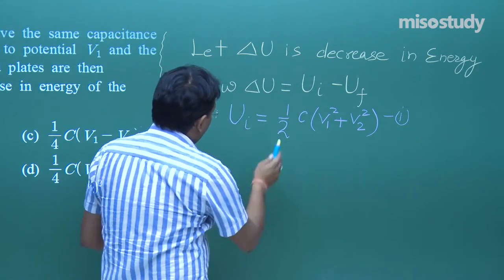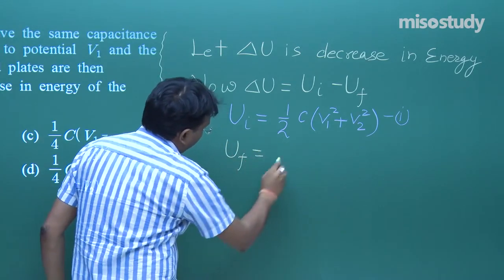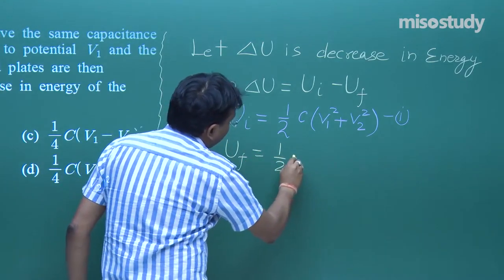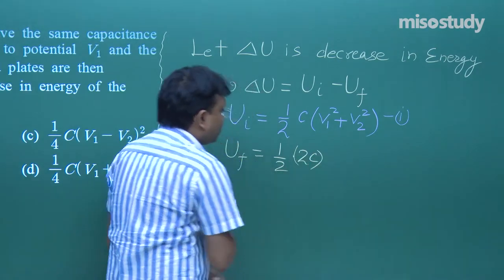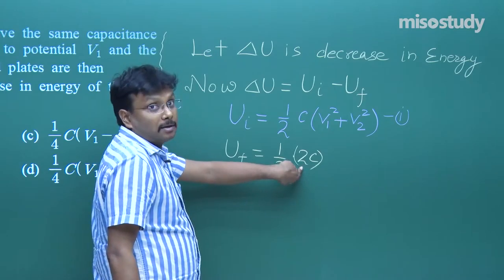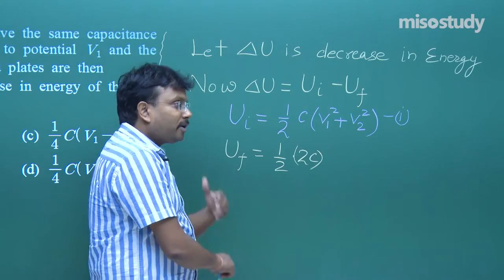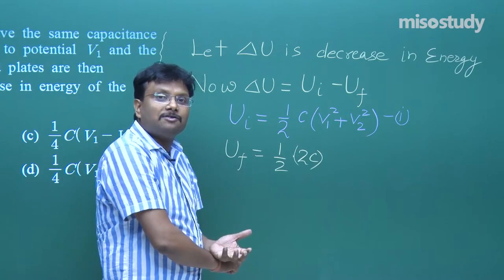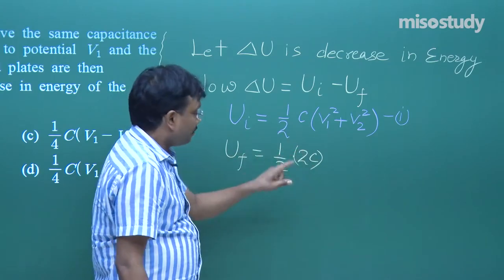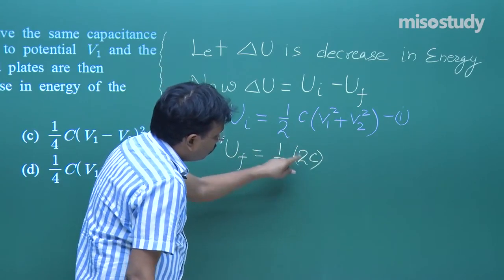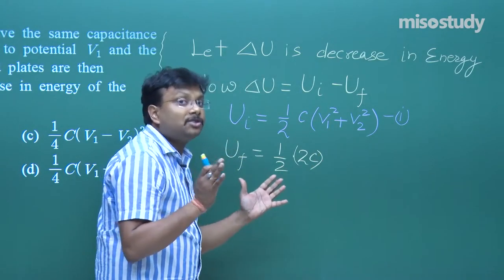Now, the final energy, U final, is equal to half into 2C. The answer to my question is hidden in this bracket, and that is why I am specifically mentioning it. What is the meaning of connecting positive charge plates or negative charge plates? That is hidden over here. So, half into 2C, and then when you connect them, the potential will be shared, changed.